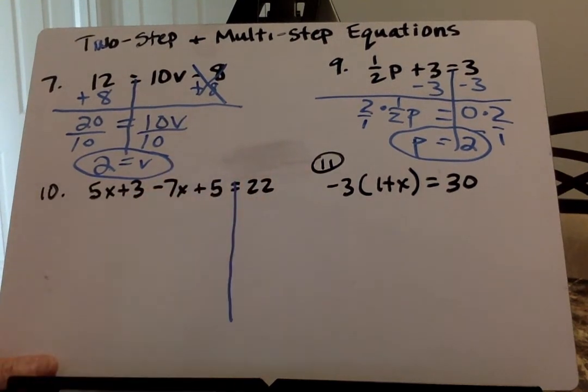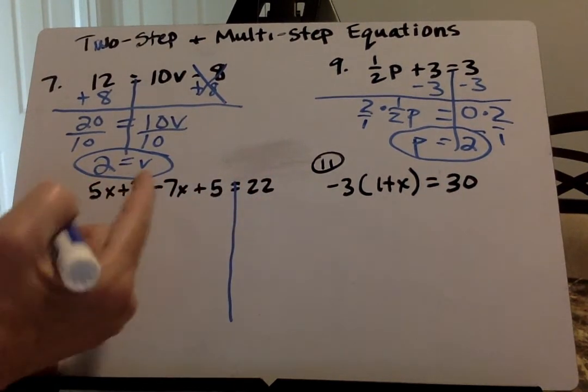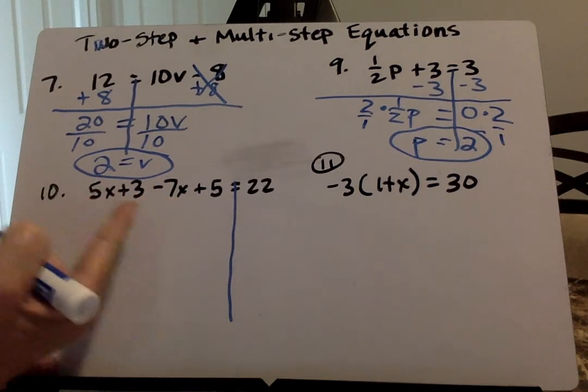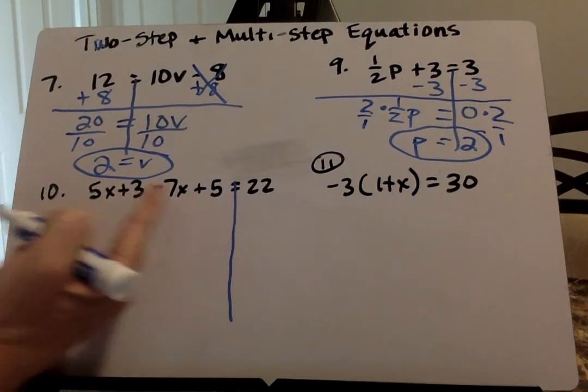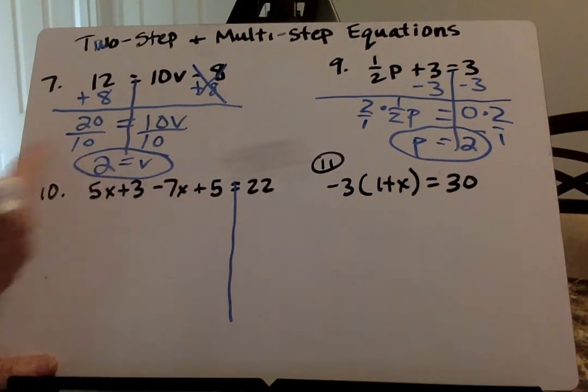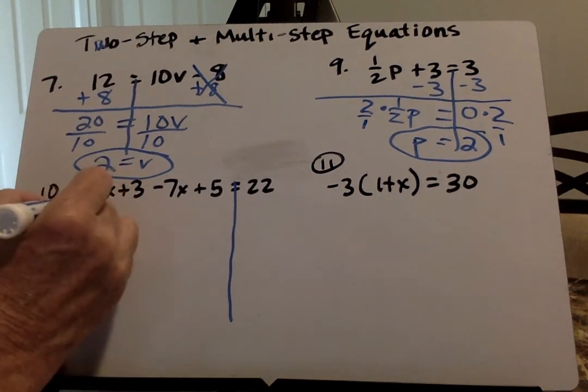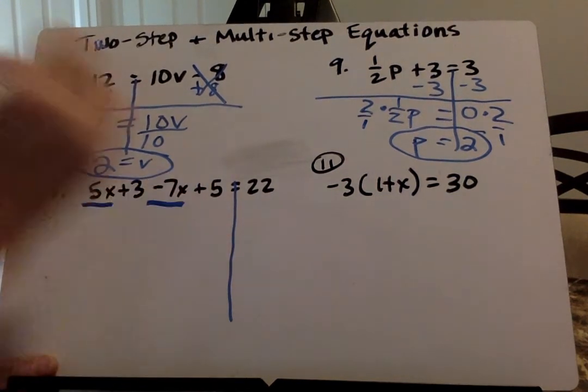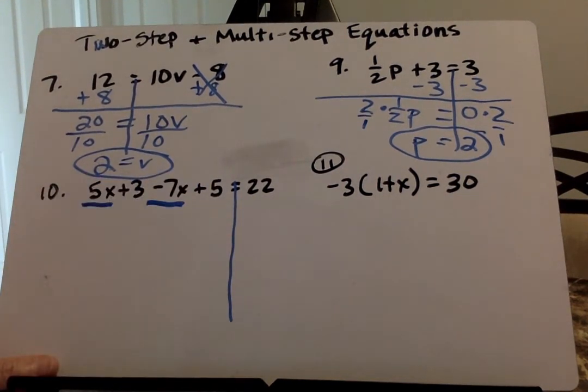Again, these are getting a little more challenging each time. Now, I notice that there's 2 x's on the same side and 2 numbers on the same side. So I don't do the opposite when they're on the same side. Okay, so say that again. We don't do the opposite when they're on the same side of the equation.